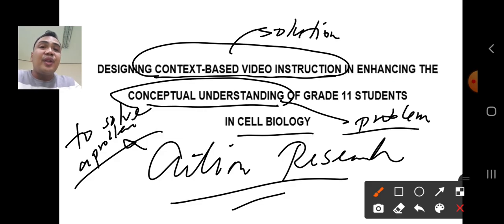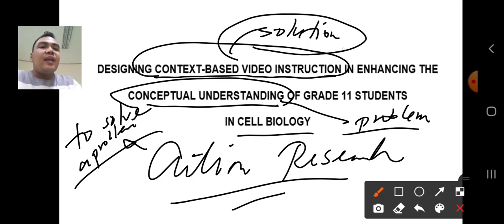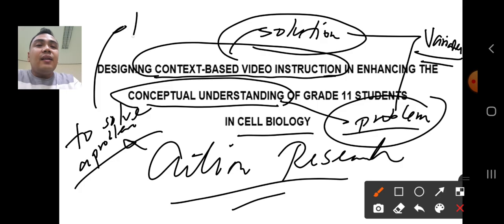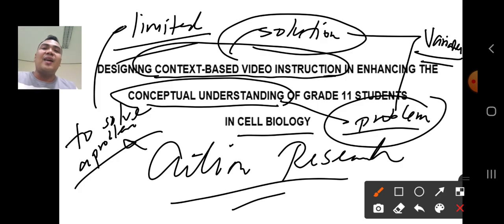Therefore, you figured out that in formulating the title for your research, you should specify the solution as well as the problem. And actually, these components, solution and problem, will serve as your main variables. So again, action research is a kind of research whose aim is to solve an existing problem, but in a limited scope. Okay?